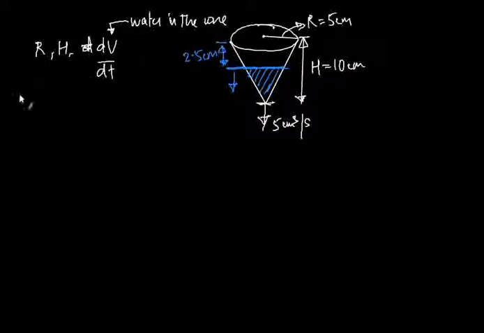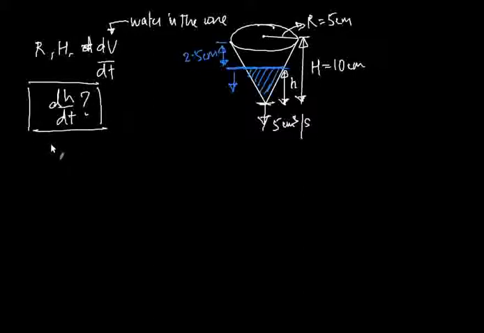And what we need to find out is how fast this water level is falling. So if I measure how far up the water level is from the tip of the cone, what I mean is this height over here. So if this is how I measure the height of the cone from the tip, and this is small h, then what we are being asked is what is dh by dt. So that's the question that we are supposed to answer.